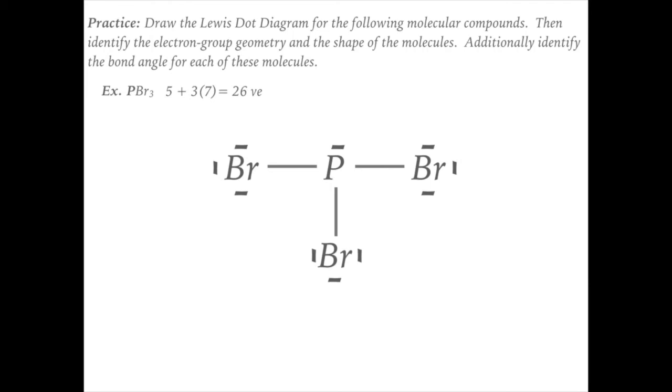Now if you notice, I've got 1, 2, 3 bonding pairs, because I've got 3 bonds there, and then I've got 1 lone pair. So I've got a total of 4 electron groups, which means the electron group geometry is going to be tetrahedral. But notice I've got 3 bonding and 1 lone. So the shape of this molecule is not going to be tetrahedral. What you actually are going to see is trigonal pyramidal.